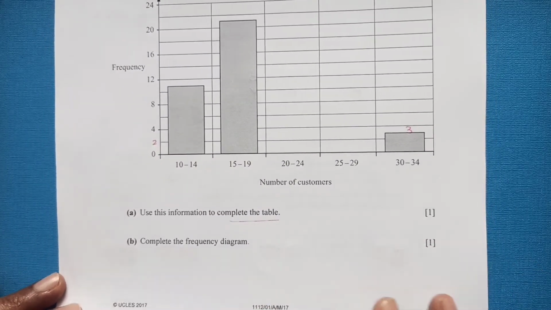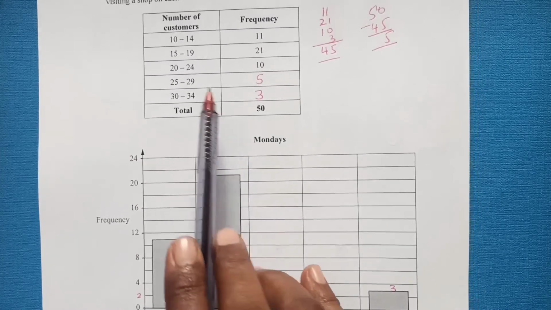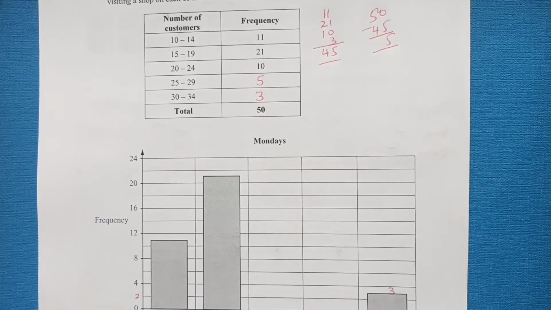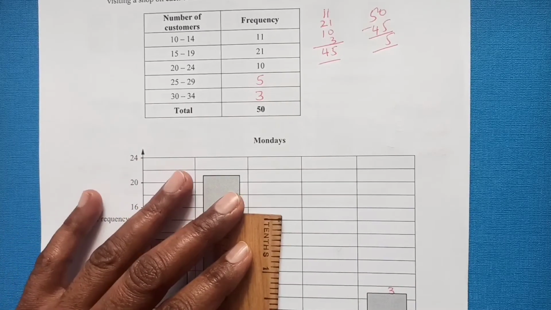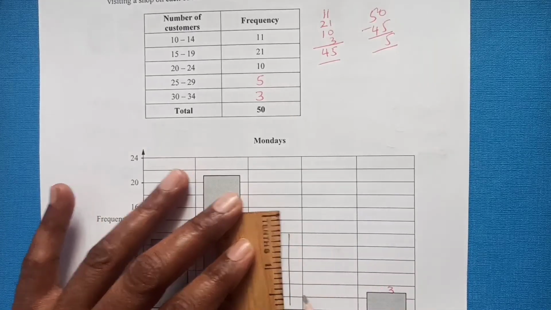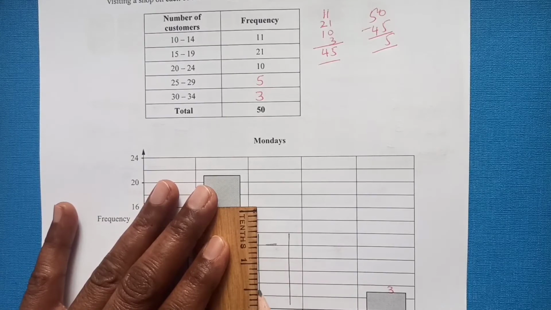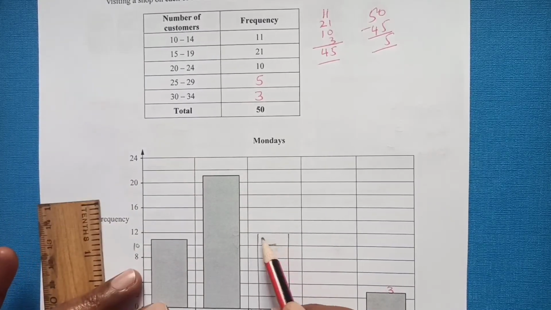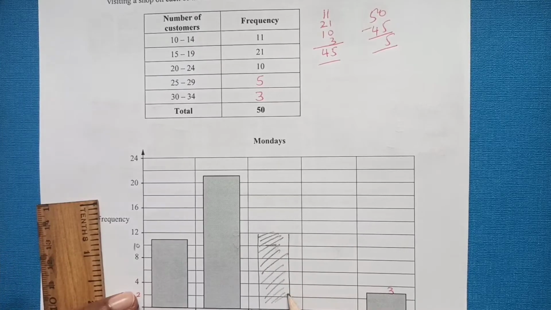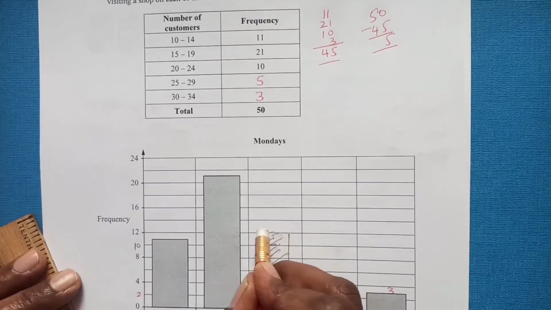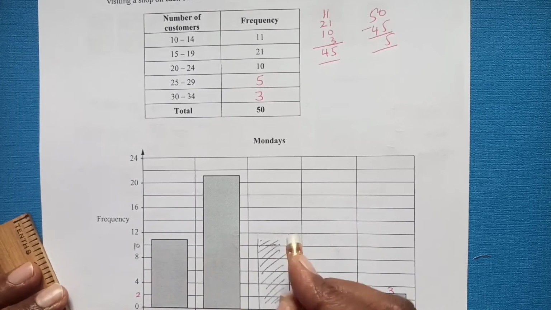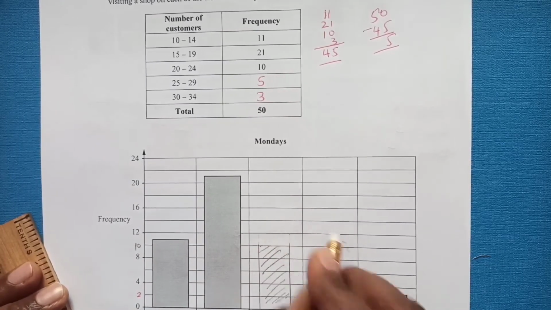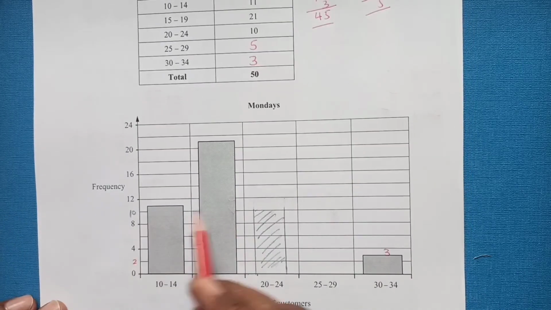Second, complete the frequency diagram. So we have to complete this now. You see 20 to 24, it is 10. So 20 to 24 is 10. 10 will be here. So you see there is space, we have to go accordingly. Up to this, like this. So you can just shade this one. Oh, sorry, I have increased this up to 12. So it should be in the middle here, up to this line. It should be up to 10 here.